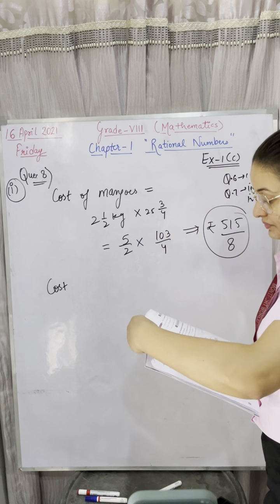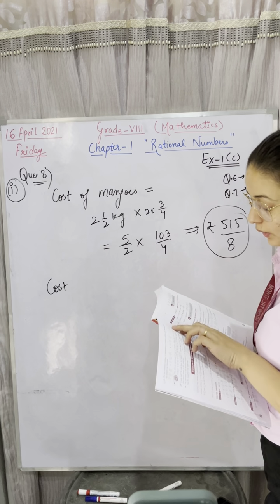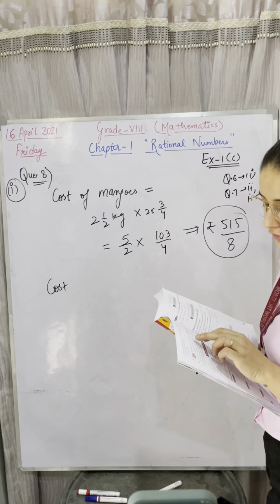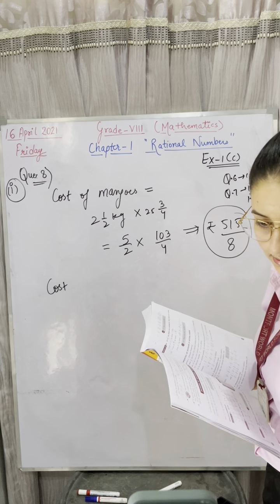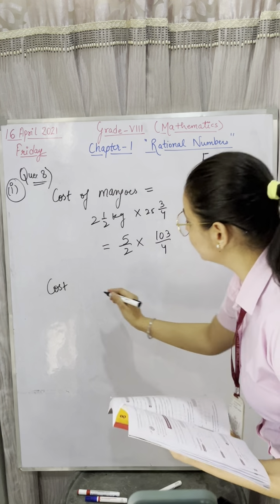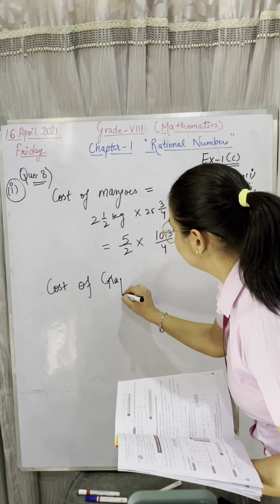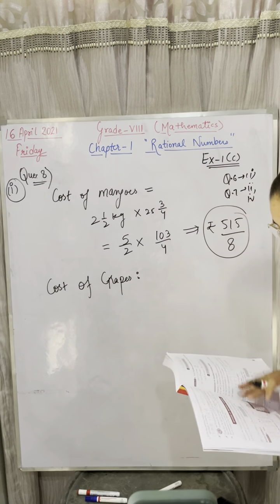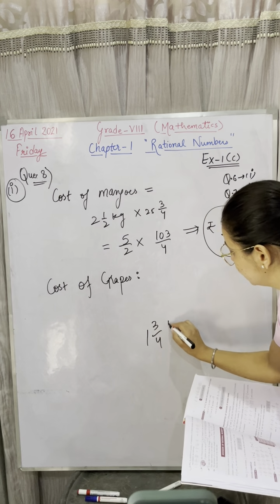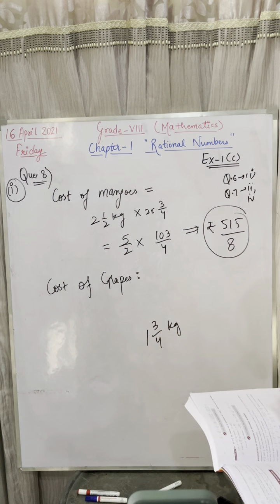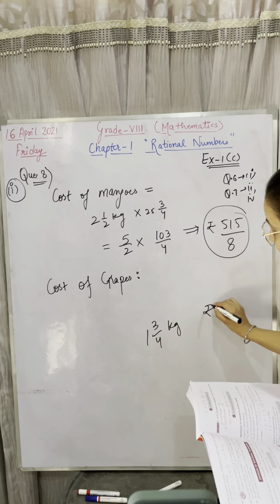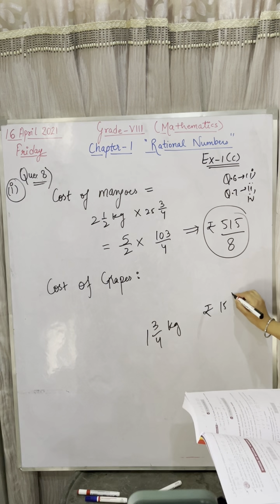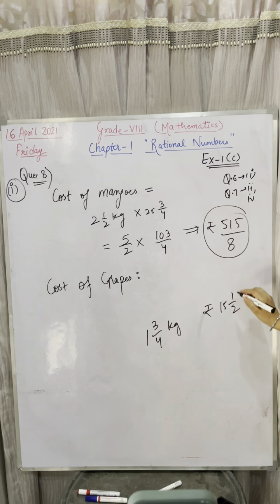Next they are saying that he has purchased 1 3/4 kg of grapes at the rate of 15 1/2 per kg. Keshav, please check your connection once. The same way we will take it out. See here, he has purchased 1 3/4 kg of grapes, and then they are saying how much rupees he has given. He has given 15 1/2 rupees for these kg he has purchased.